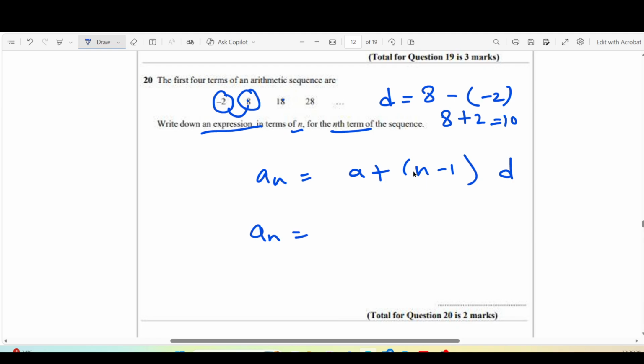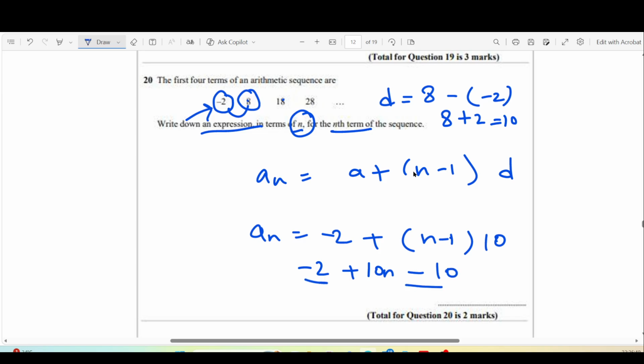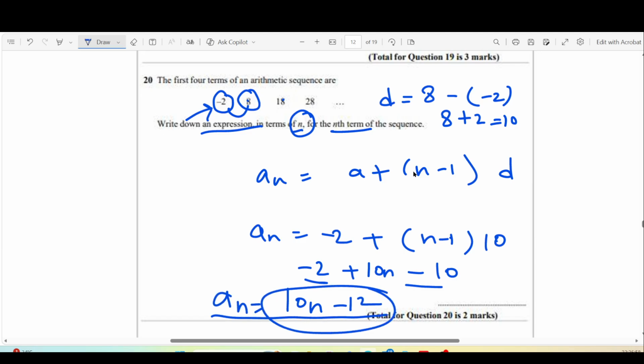Now the first term is negative 2. This is the first term, right? And n minus 1, we have to keep it as n only, and d is 10. So if we just solve it, negative 2 plus 10 times n is 10n, minus 10 times 1 is 10. So negative 2 and negative 10 will give me negative 12, right? So this is the expression. An is equal to 10n minus 12.